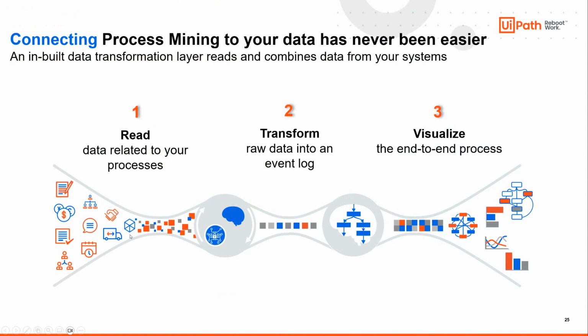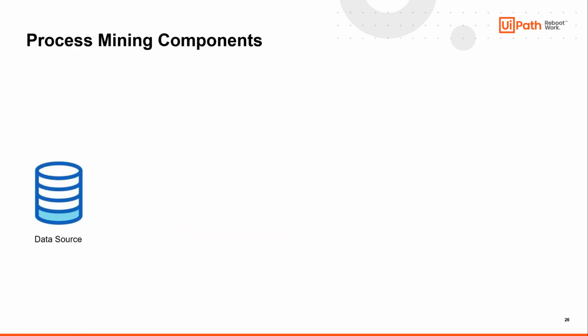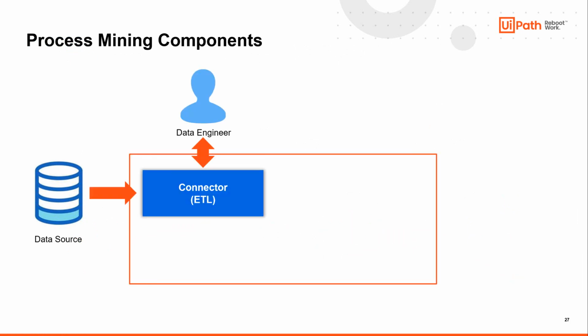First, we read all of the data related to your processes. Then we transform that data into an event log. And finally, we're able to visualize the end-to-end process. The process mining components consist of your data source. That gets fed into a connector, which is the ETL process.